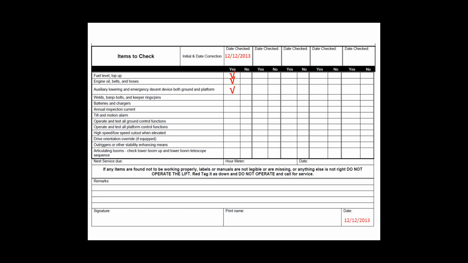We want to test the auxiliary and emergency lowering, the descent devices, which vary from machine to machine. So we need to make sure, one, that the operator is not only trained, but familiarized with these control functions and safety devices on the specific machine that they are using at this time. That way they know how to operate them and where they are. That way they can inspect them.